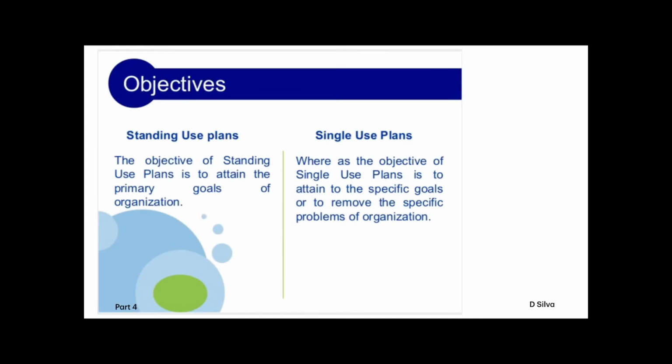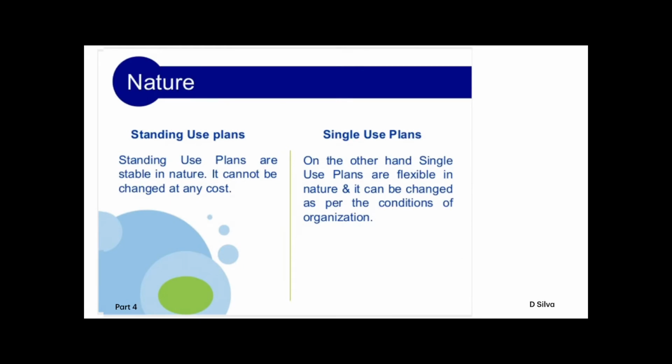Based on objectives, the objective of a standing use plan is to attain the primary goals of the organization, whereas the objective of a single use plan is to attain specific goals or to remove specific problems of the organization. Standing use plans are stable in nature. They cannot be changed at any cost. On the other hand, single use plans are flexible in nature and can be changed as per the conditions of the organization.